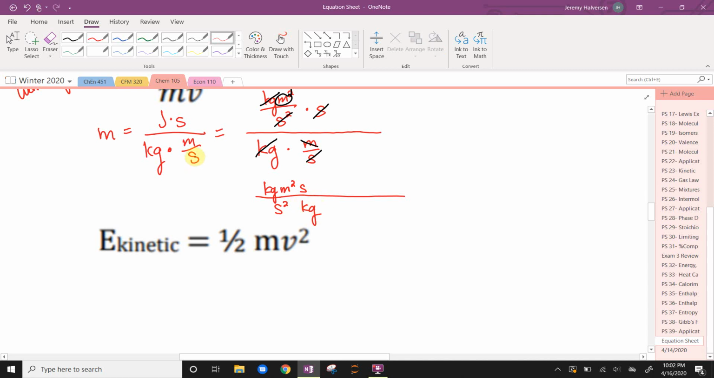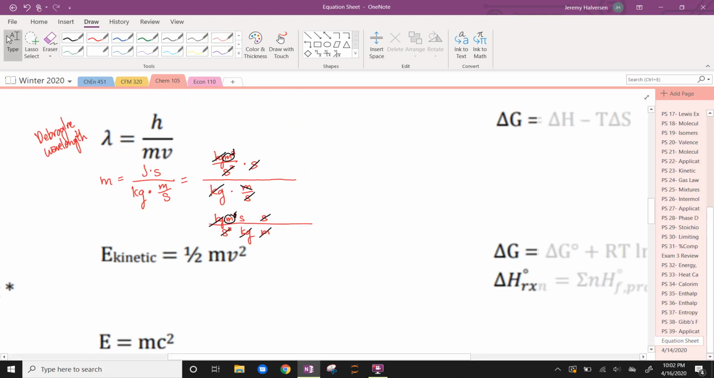Then I have meters per second on the bottom, which flips and becomes seconds per meter, because on the bottom it flips. So then I cancel second and second with seconds, kilogram with kilogram, and one of my meters with that one, and I'm left with meters, which is what I want. Again, that is the wavelength of something with mass.